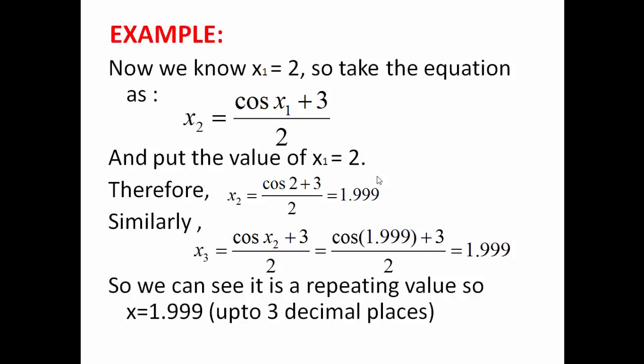So we can say it is a repeating value, so x equals 1.999 up to 3 decimal places. The answer is repeating till 3 decimal places, so we take x as 1.999, and this is the answer.